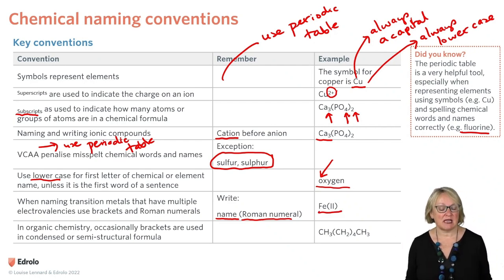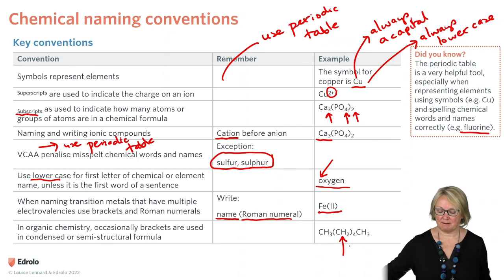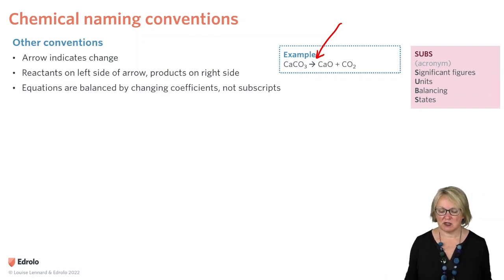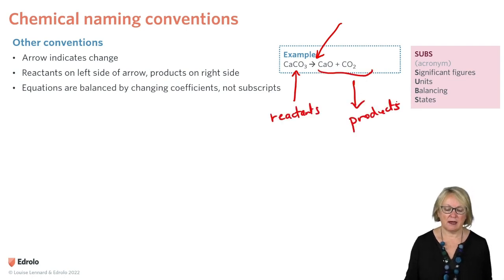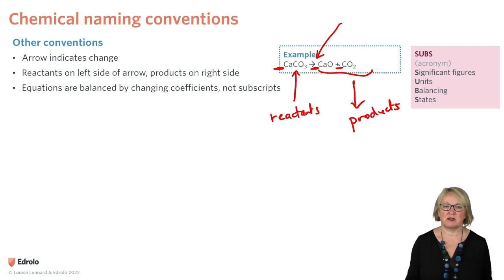And in organic chemistry, occasionally we use brackets in condensed and semi-structural formulas, and this helps abbreviate the formulas there. Other conventions: an arrow indicates change, so it tells you some sort of change has occurred. We put the reactants on the left and the products on the right. And when we are balancing equations, we only change the coefficients, not subscripts.